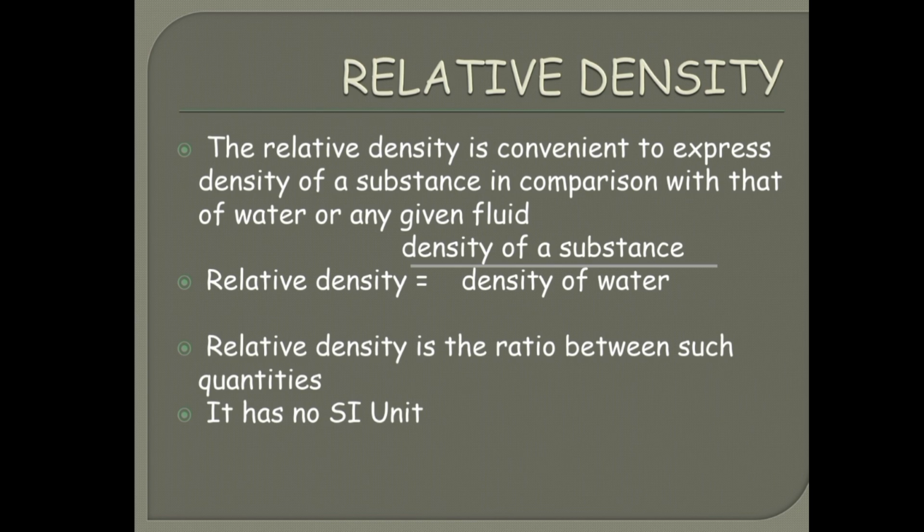The density of the silver will be divided by the density of water to get the ratio between the two quantities. So relative density is the ratio between such quantities, and relative density has no unit.